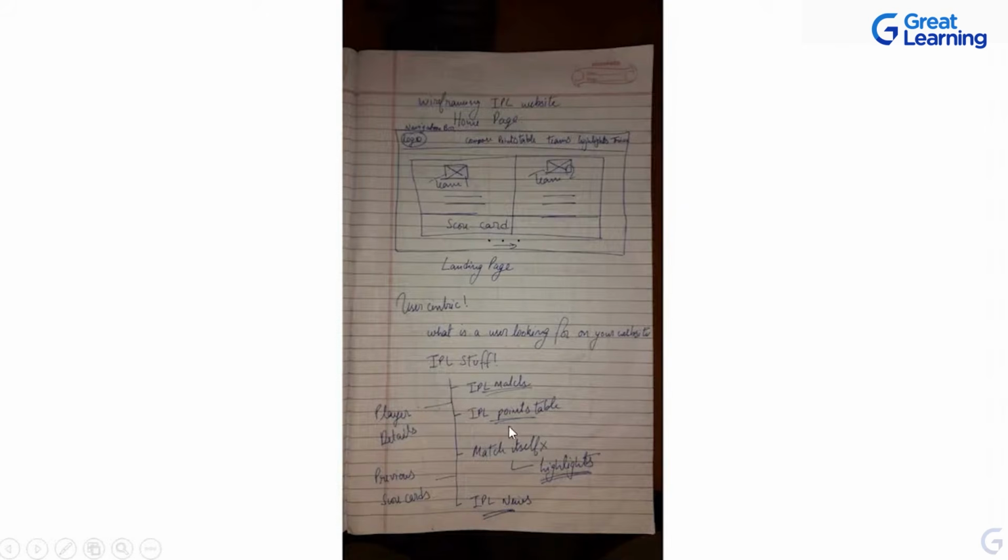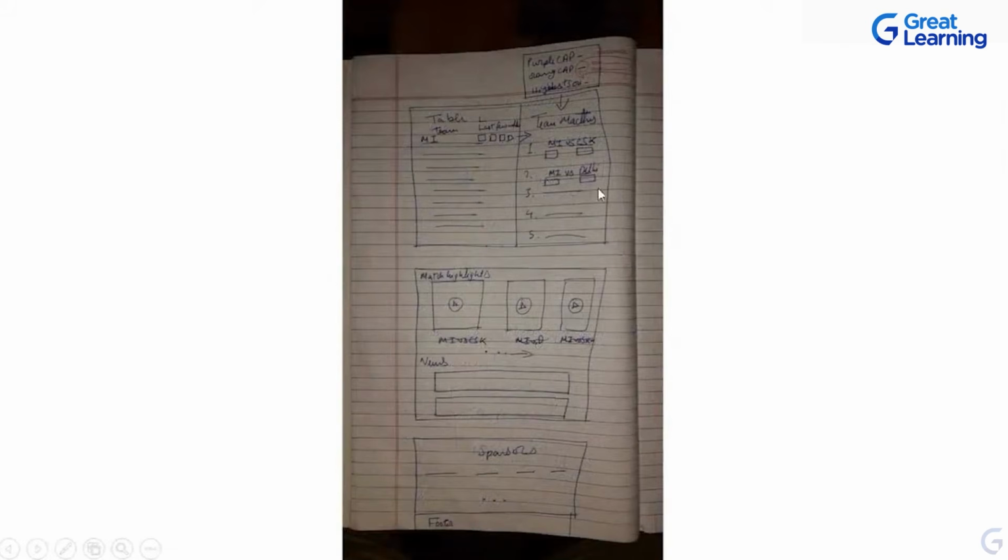IPL stuff, IPL match, player details, IPL points table, previous scorecard, the match itself, highlights, and news. So those are the ideas that were jotted down. And this is the wireframe I created. And you guys can see this is the second page. So I made all of this in like 5 to 10 minutes. It didn't even take me that long.